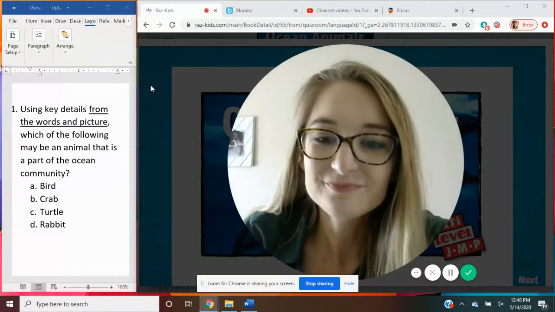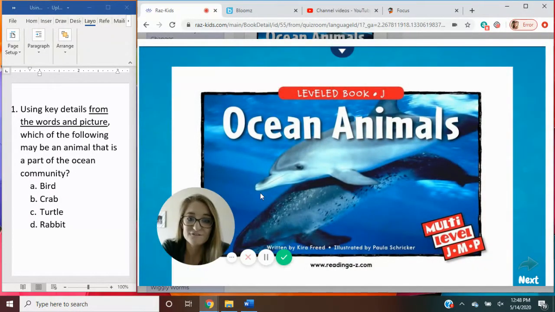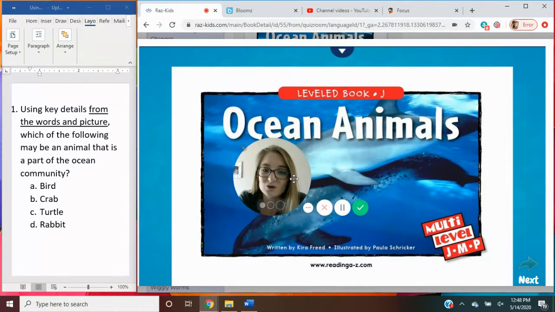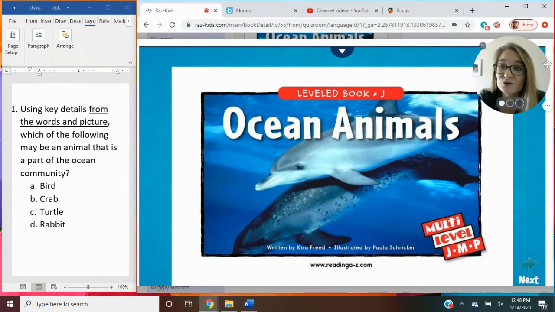For example, for this piece of text, I'll go ahead and shrink myself down. For this piece of text, it's about ocean animals. And one of the words that you see in this text quite often is community, or at least a couple times, is community. So the first question on the iReady lesson, if I was making one, might say, what is a community? And it'll give you two options. Instead of just guessing, I recommend go ahead and clicking the question mark. That way you get the extra information.